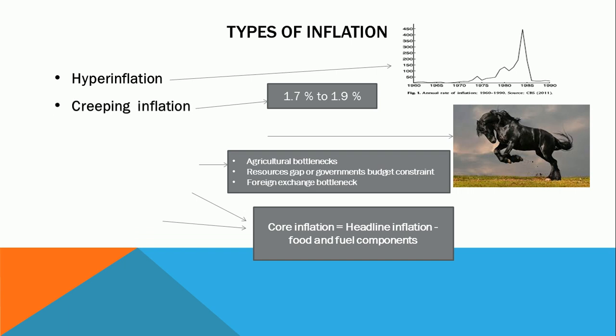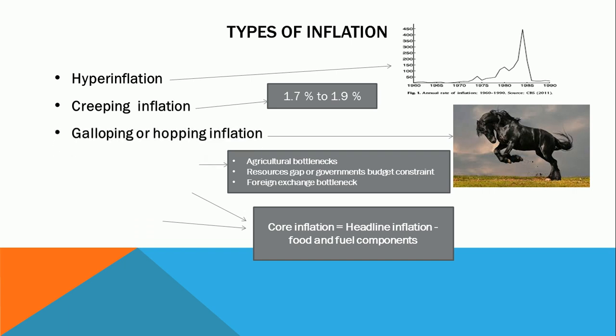Creeping inflation. The slow rise in inflation is known as creeping inflation. If you can see, from 1.7%, if the inflation has risen to 1.9%, then the rise in the inflation is very small, that is 0.2%. So this kind of increase in inflation is known as creeping inflation.